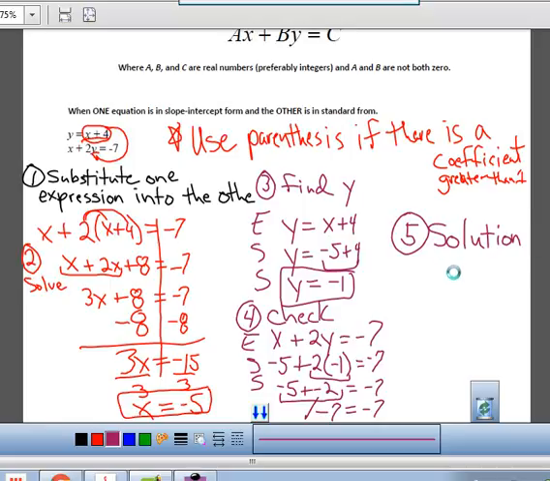And we're going to write it as a point. So our x value is negative 5. Our y value is negative 1. Alright, seems kind of tricky. It's not really that bad.